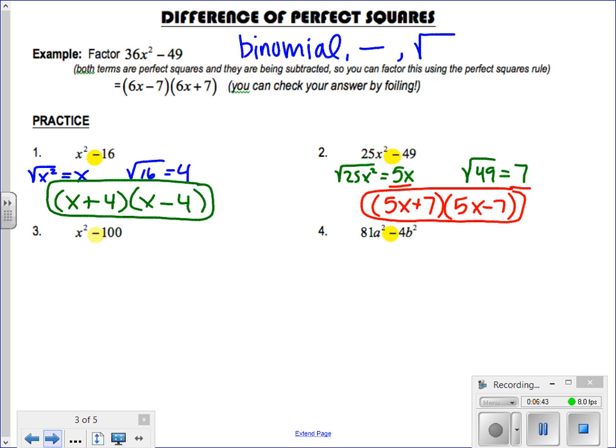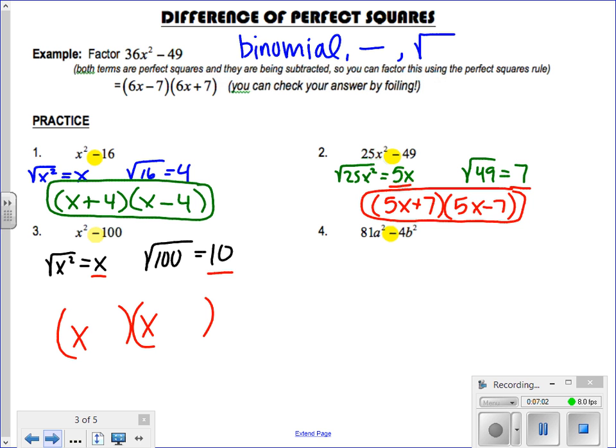All right, x squared minus 100. 2 terms, there's a minus sign. The square root of x squared is x. The square root of 100 is 10. So I can take this x and the 10 into my 2 factors: each parenthesis gets an x, each gets a 10, one gets a plus, one gets a minus.